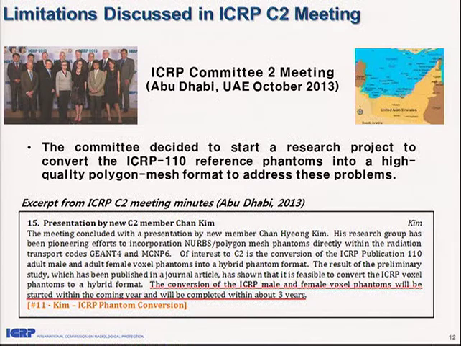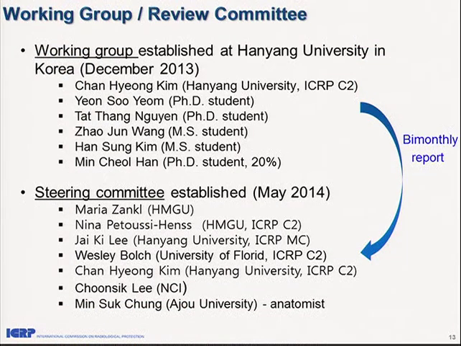These limitations and problems were discussed in the ICRP Committee 2 meeting in 2013. And the committee decided to start a research project to convert the current voxel type ICRP 110 reference phantoms into high quality polygon mesh format to address these problems. A working group was established at Hanyang University in Seoul, Korea in December 2013, and a steering committee was also established in May 2014.